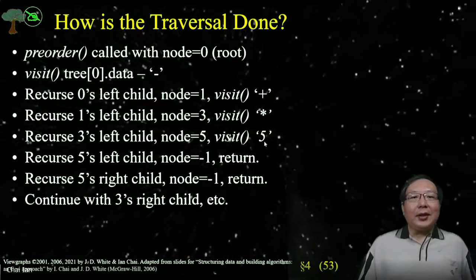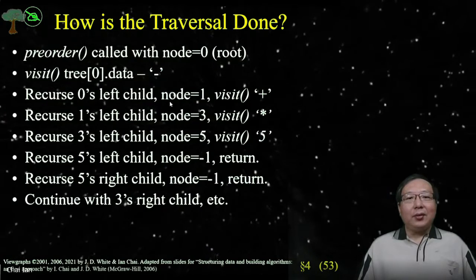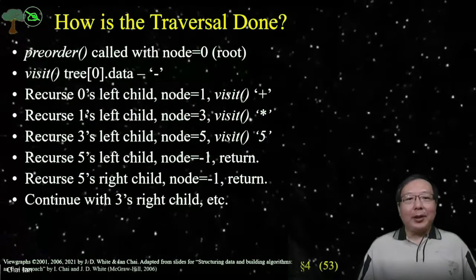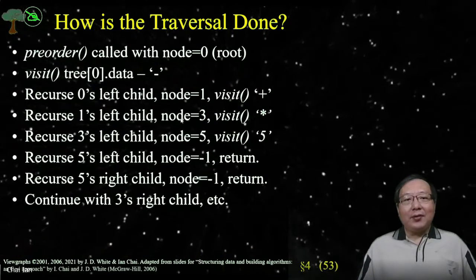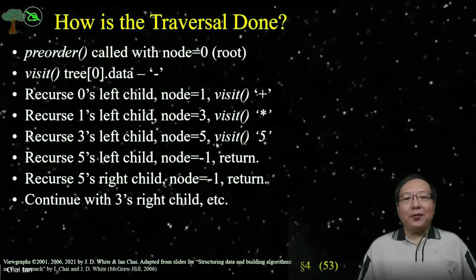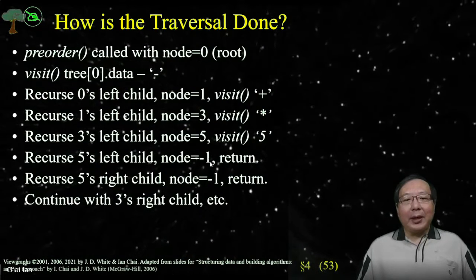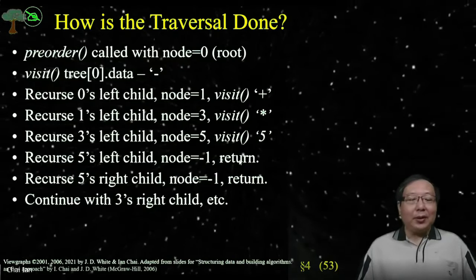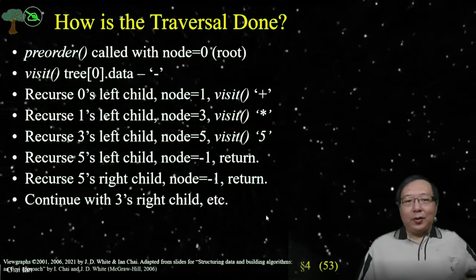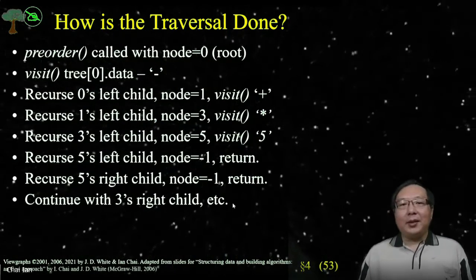And the traversal is done with the root node at 0, and then you visit the tree data, and you recurse 0's left child, visit node 1, you get a plus, recurse 1's left child, node 3, visit, and you get this multiply, recurse 3's left child, node 5, visit, and you get 5, and recurse 5's left child, -1, so we return immediately without doing anything. Right child -1, return immediately without doing anything. And we continue on with 3's right child and all that. Okay, so it's quite straightforward, just like the pointer version.